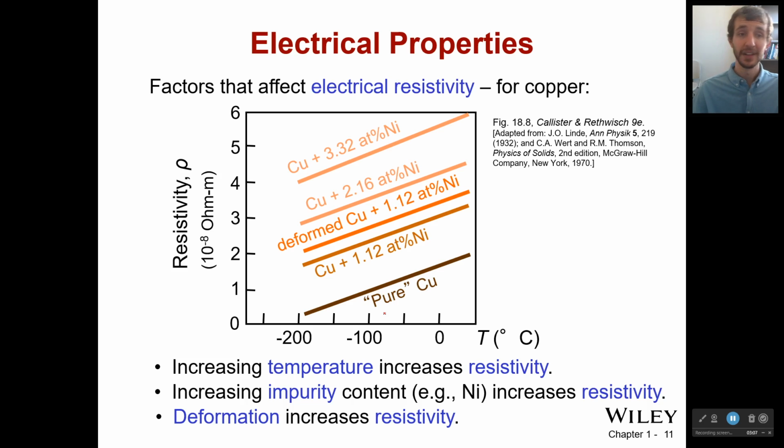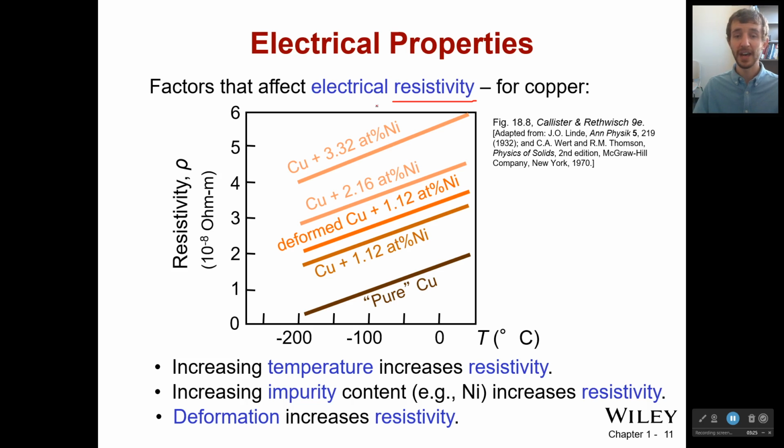Electrical properties. Well, like copper. Copper is used for electrical wire. You want it to be electrically conductive, which is inversely related to resistivity. The more resistant it is, the more energy you waste as heat as electricity goes through it.